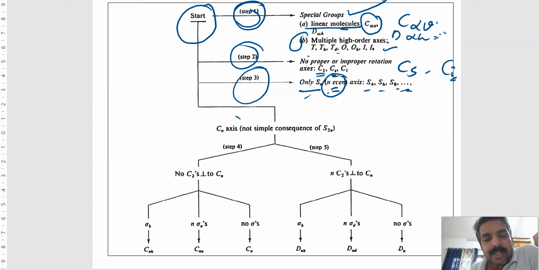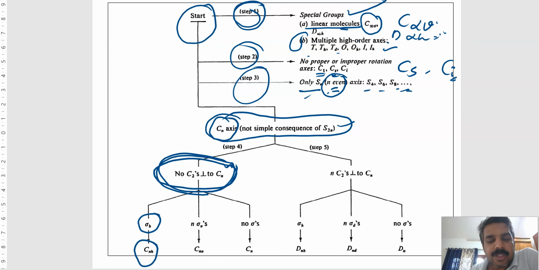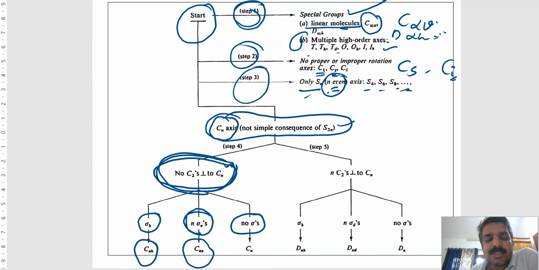Okay, and if there is a Cn axis, not a consequence of S2n, but an independent Cn axis is present, then if there is no C2 perpendicular to Cn, it belongs to the C category. And if there is a sigma h, then the point group will be Cnh. If there are n sigma v's, then the point group will be Cnv. And if there is no sigma h or sigma v, then the point group will be Cn.